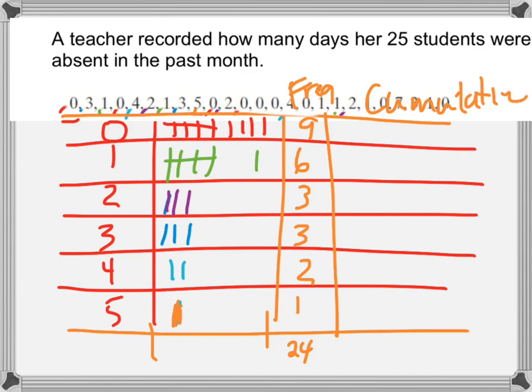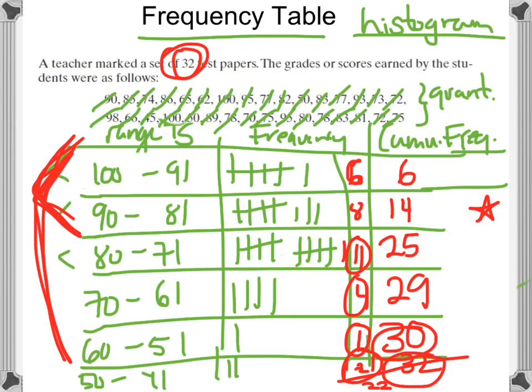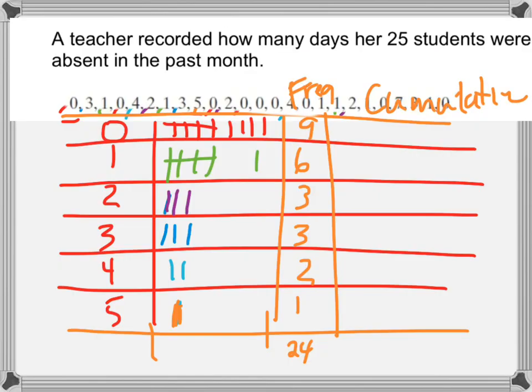Notice that my range is going from smallest to largest in this frequency table, as opposed to this one, which goes from largest to smallest. So actually, it's very typical, and you really want to do it this way too, to arrange yours in ascending order.